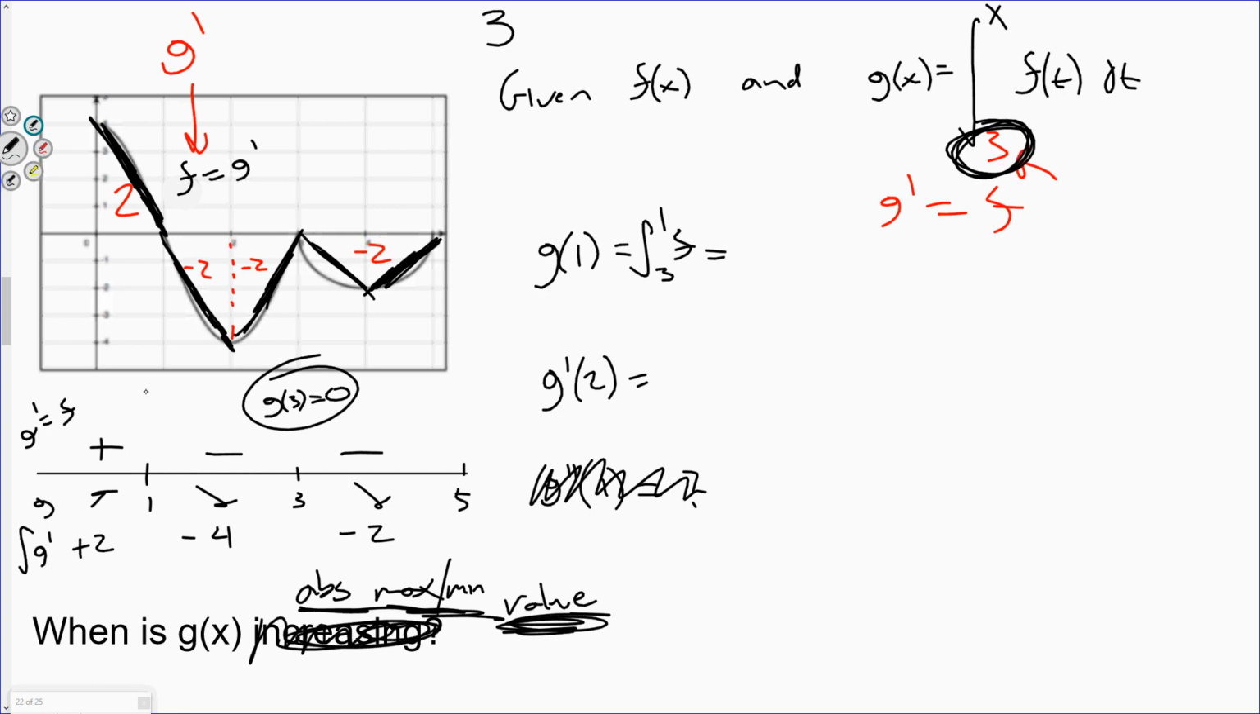So I must have come from positive 4. That's got to be my max. Why does it have to be my max? Because G prime is positive until 1 and negative after 1.